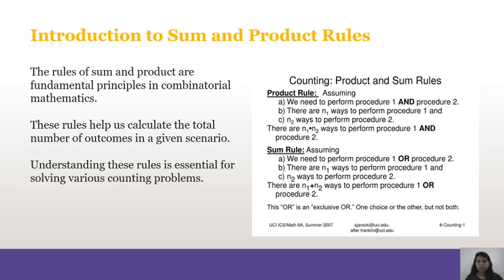Now let us see about the sum rule. Assume we need to perform procedure 1 or procedure 2. There are n1 ways to perform procedure 1 and n2 ways to perform procedure 2. There are n1 plus n2 ways to perform procedure 1 or procedure 2. This or is an exclusive or: one's choice for one or the other, but not both.